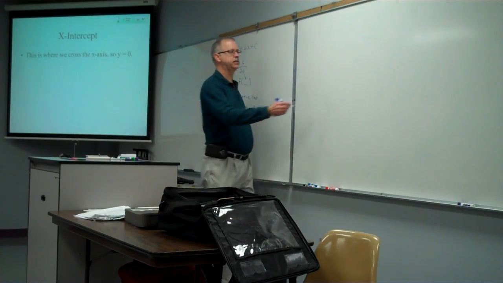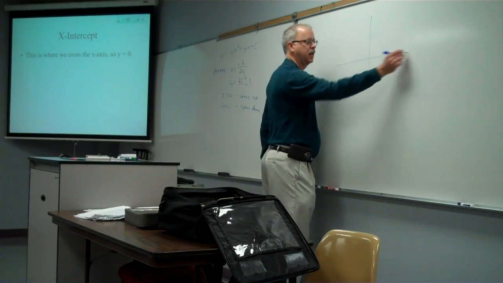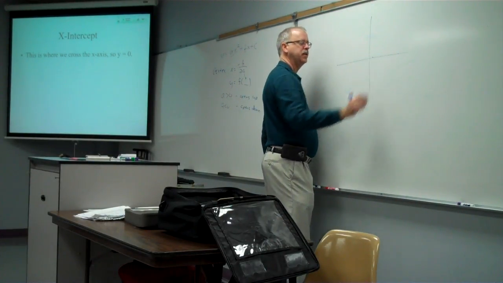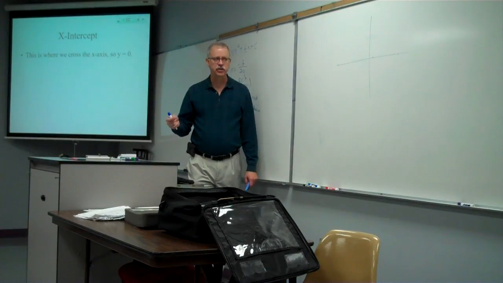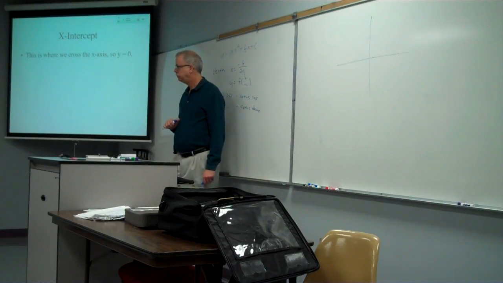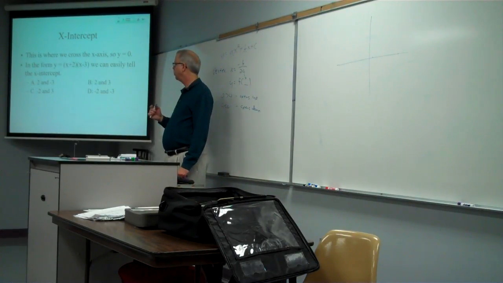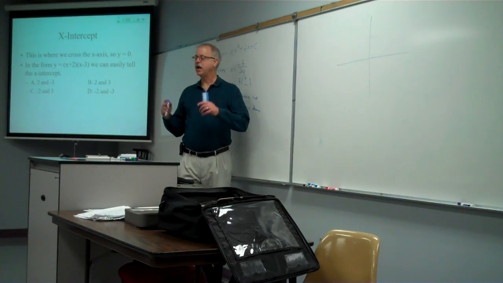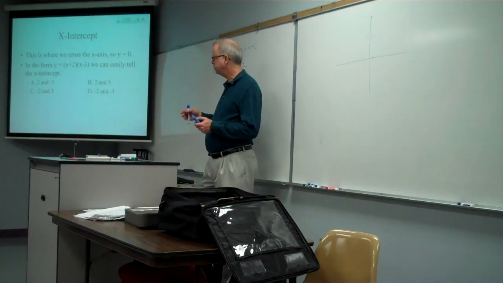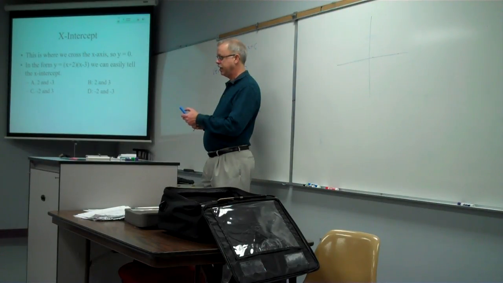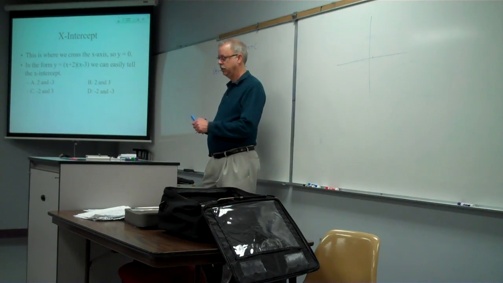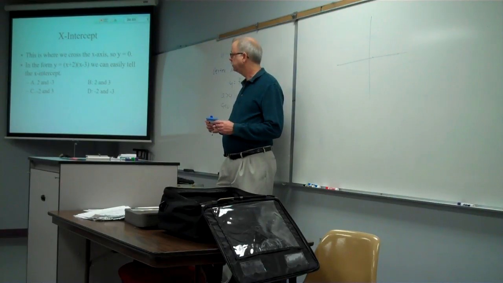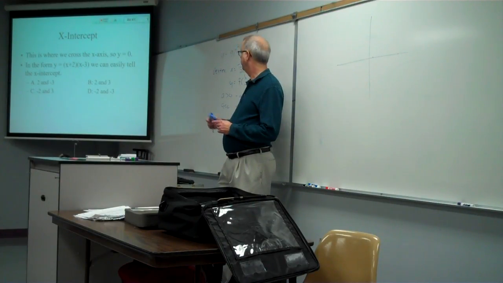So the x-intercept is where we cross the x-axis. And if we think about it, it kind of works opposite of what we might think. If we're crossing the x-axis, it's the y-value that's zero. So we actually have to solve the quadratic. Now, if the quadratic was given in factored form, we should be able to easily tell where the x-intercept is. So here's one quadratic, not in this form, it's in what we call factored form. What's the x-intercept going to be?